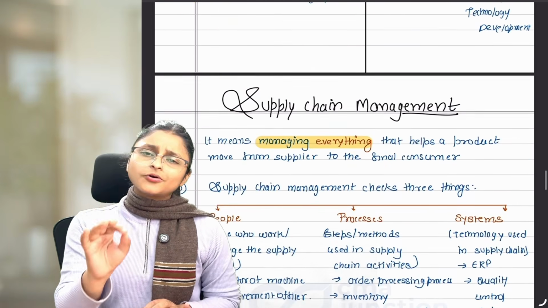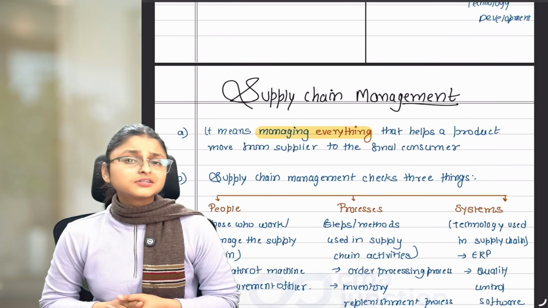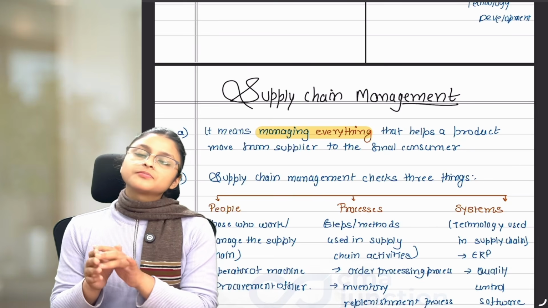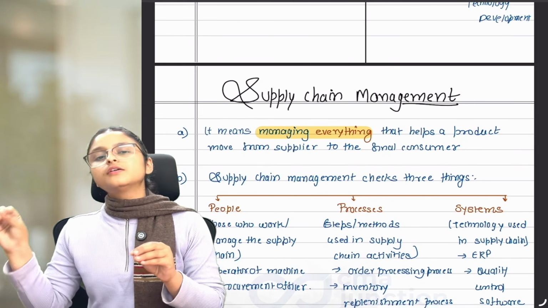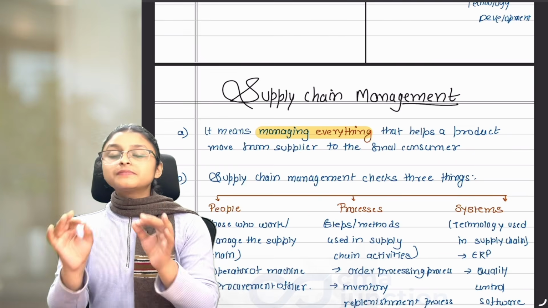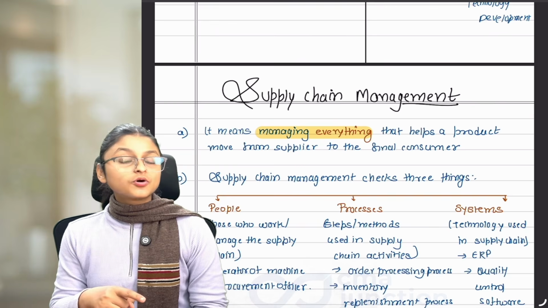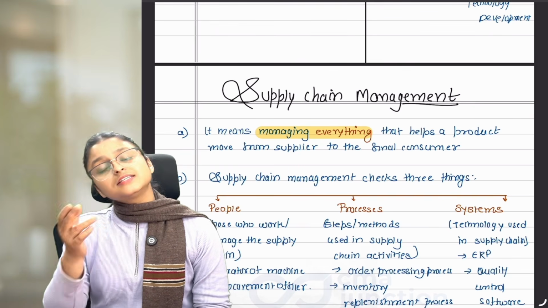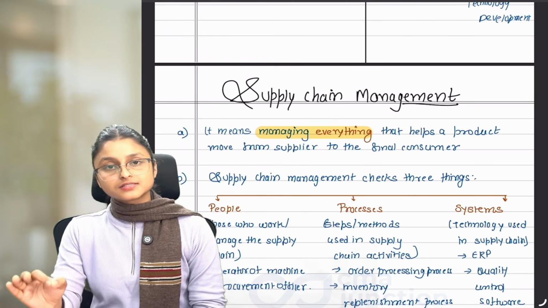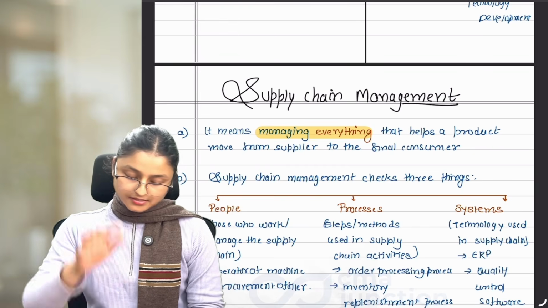So when you are managing the whole supply chain, then it will be known as supply chain management, and that is what is written in the definition, that it means managing everything that helps a product move from supplier to the final consumer. Now when we are managing supply chain, we manage three things, that is people, process and system. Why are we managing all three things? Because supply chain is made up of people, processes and systems. So if we want to manage supply chain, we need to manage people, processes and systems.